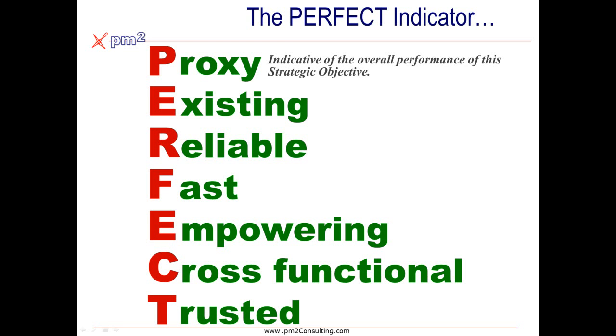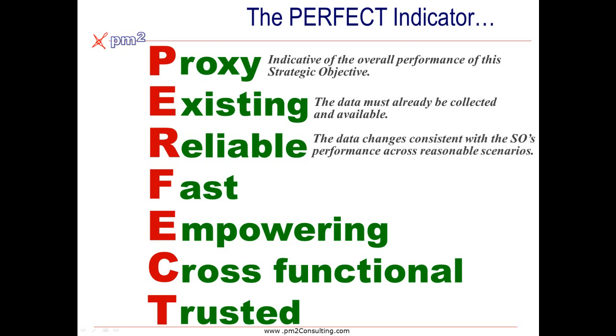But more importantly, it's existing. The data is already collected and available. Edward de Bono describes information as the same data, but in a new context. Using something like absenteeism, it allows us to use existing data to tell us new information.